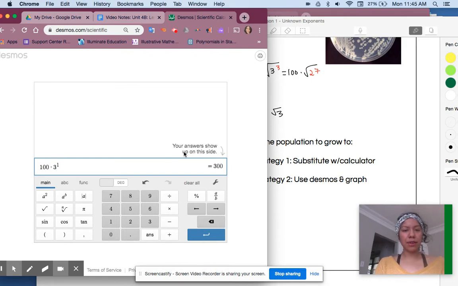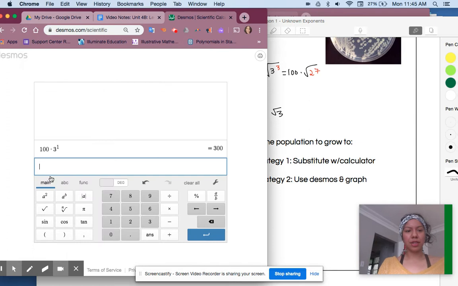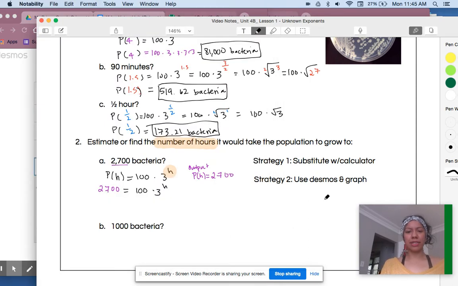In the first hour, there's going to be 300 bacteria. That's not what we want. We want 2,700, just like it says right here. So then we plug in 100 times 3 raised to the second power. That's 900. Still not what we want. So we keep going. 3 raised to the third power. Cool, we have 2,700, very easy. So all we have to say here is H is equal to 3 hours, and that's our answer.